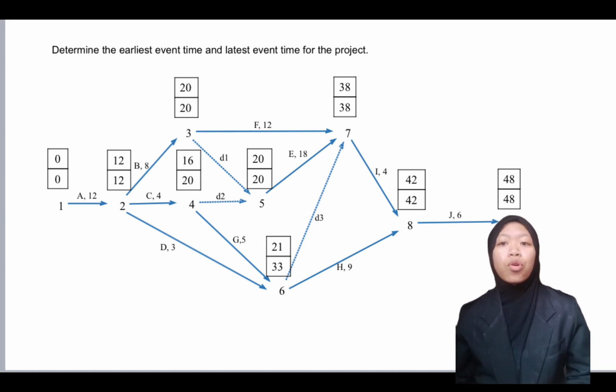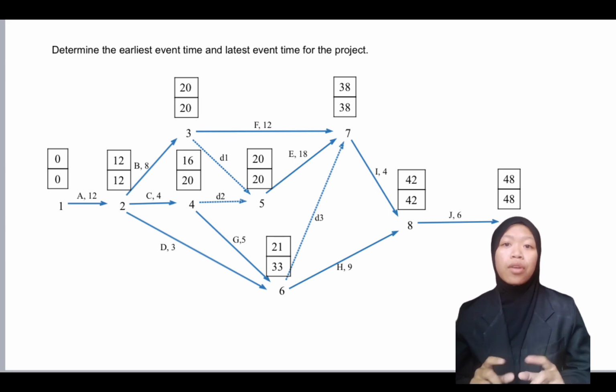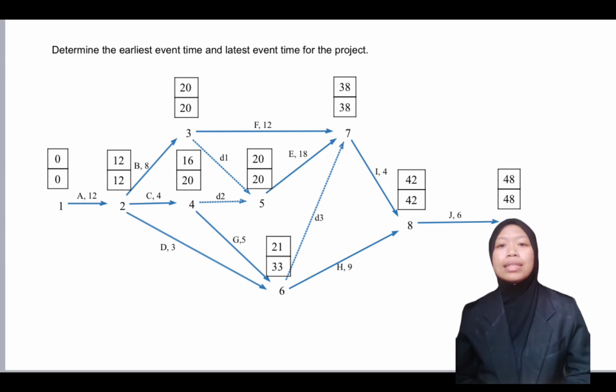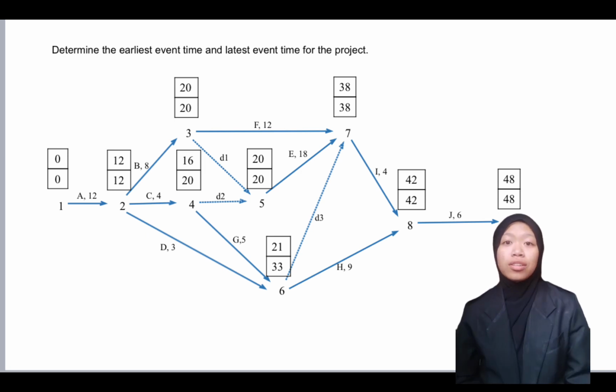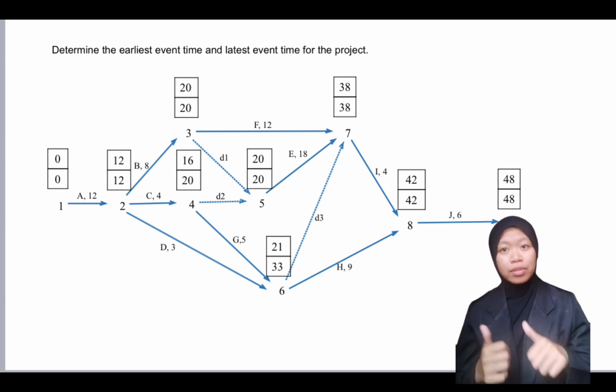But when more than one activity is involved, we need to choose the activity which, when we subtract it from the LET before, gives the smallest value among the activities leading to the event. As an example, for node number 2, we have activities B, C, and D, and in the end we choose B because 20 minus 8 equals 12, which is the smallest value among those three. For the other nodes, we calculate using the same method as I explained before.